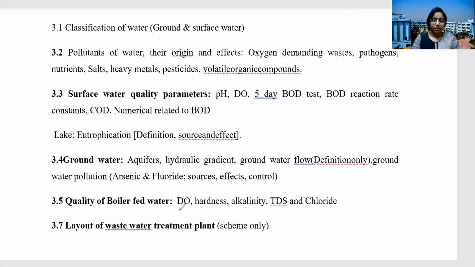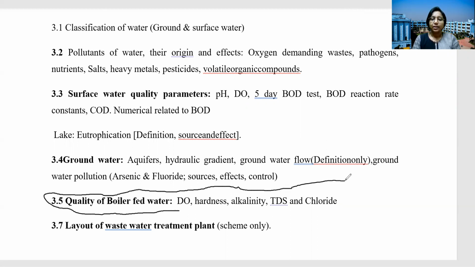water. This is the quality of boiler feed water. So what should be the quality in the boiler? What we use in the boiler, and what should be its TDS, what should be the dissolved oxygen, what should be the hardness, and what should be the chloride.